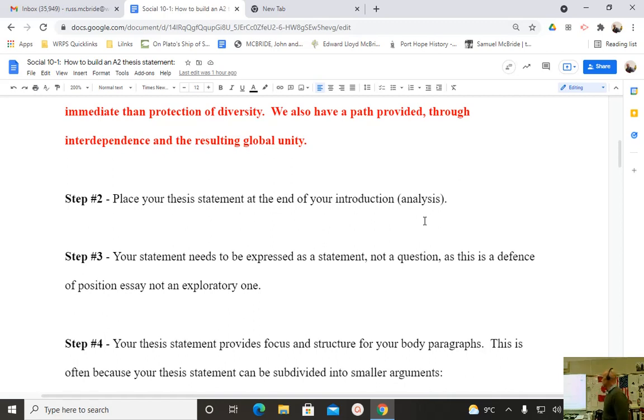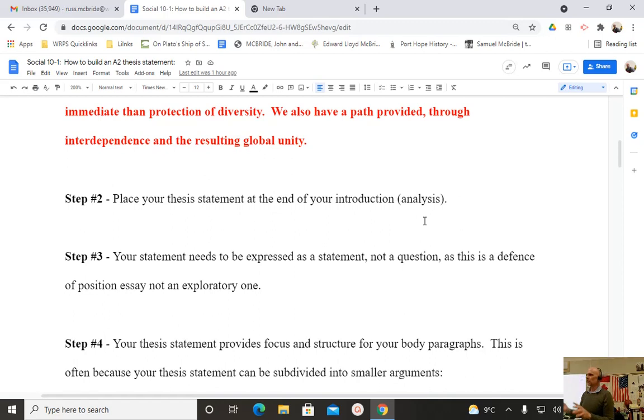So we're using a statement because it's not an exploratory essay. We're taking a position and we're going to defend it through the body of the paper. We're going to allow your position to be the driving force behind the essay. That's what should drive your essays, your argumentation. It's hard to do that if you wait until your conclusion to state what you think. So the next point that I have up here is place your thesis statement at the end of the intro, the end of the analysis.